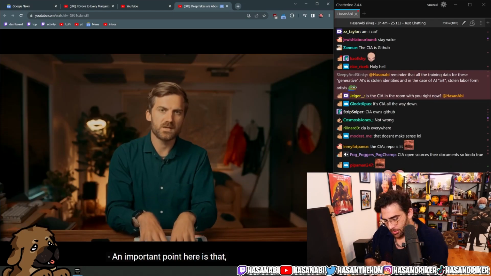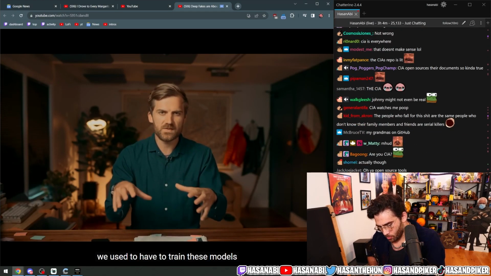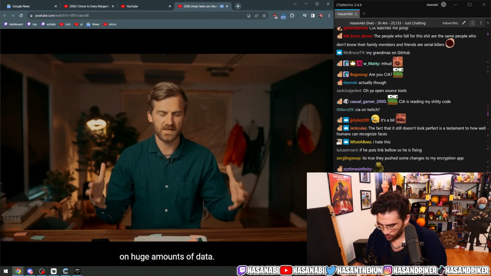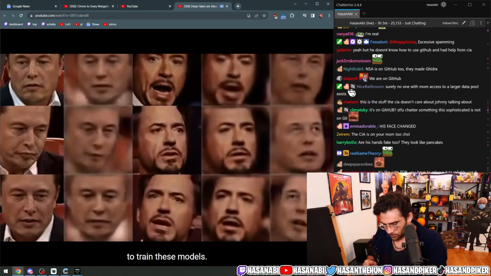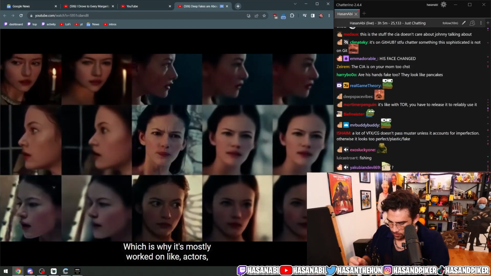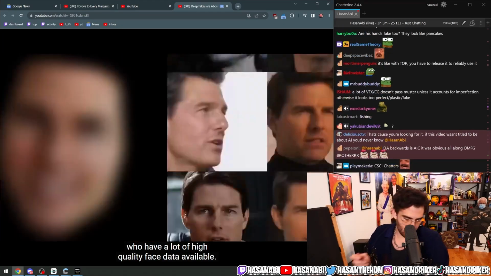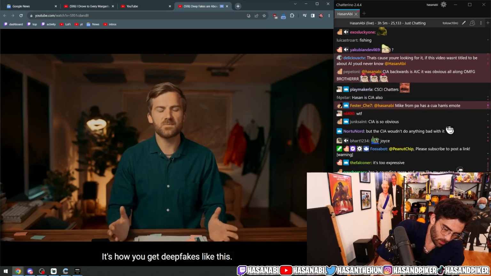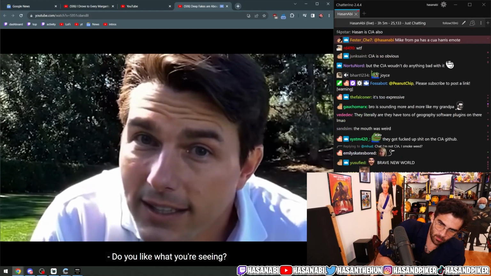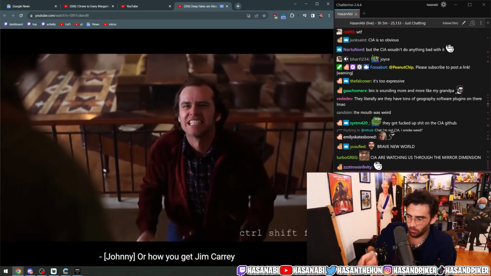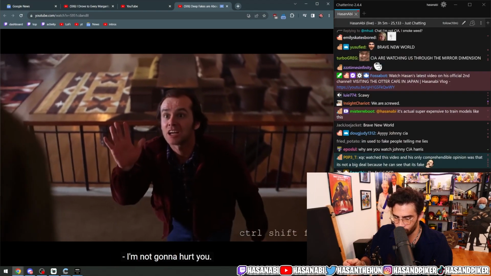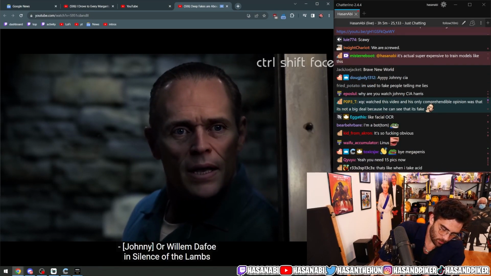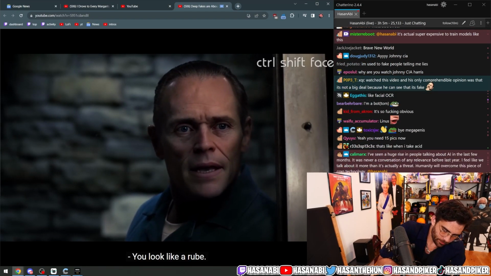An important point here is that we used to have to train these models on huge amounts of data. You need a lot of footage from someone's face to train these models, which is why it's mostly worked on like actors who have a lot of high quality face data available. It's how you get deep fakes like this. Or how you get Jim Carrey imposed onto Jack Nicholson's face in The Shining. Or Willem Dafoe in Silence of the Lambs instead of Anthony Hopkins.